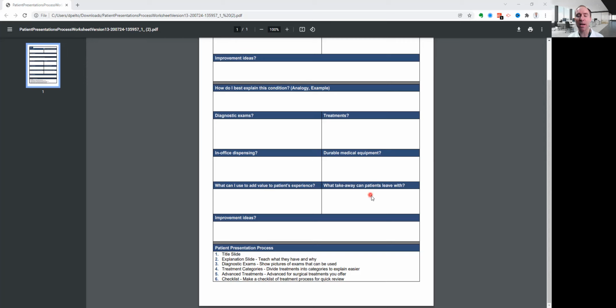And then what takeaway can the patients leave with? If they want to leave with something, this might be digital. What I do through Patient Education Genius, I have a little prescription pad that I use as well, so that I give them this little pad as they leave. And then any improvement ideas.